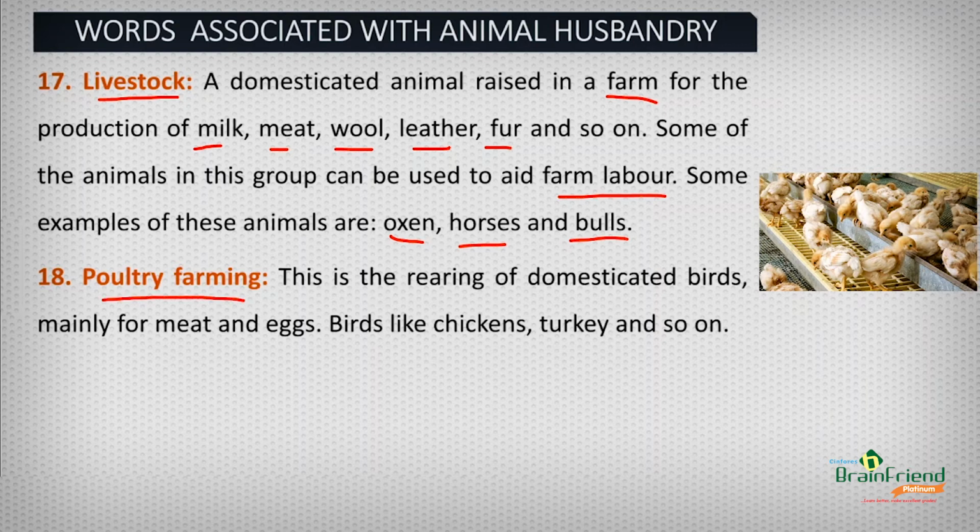Next, we have poultry farming. This is the rearing of domestic birds, mainly for meat and eggs. These birds include chickens, turkeys, and so on.